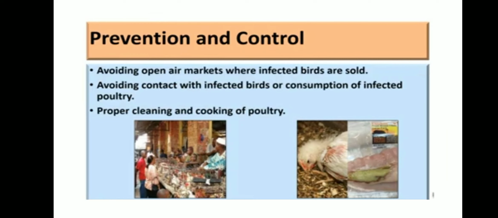How can we prevent and control this disease? Avoid open air markets where infected birds are sold. Avoid contact with infected birds or consumption of infected poultry. Proper cleaning and cooking of the poultry. It's better to avoid poultry because birds are very soon affected by this kind of virus. Especially during the rainy season, it's good to avoid poultry.